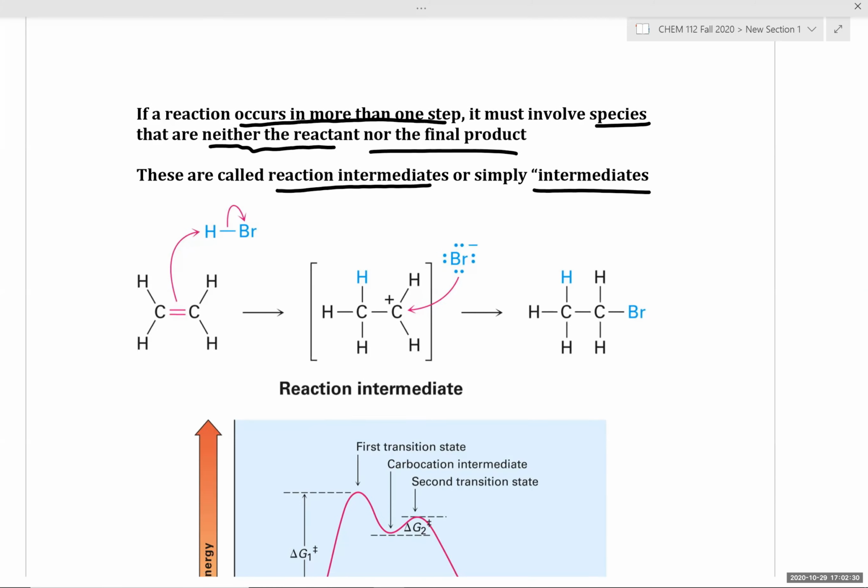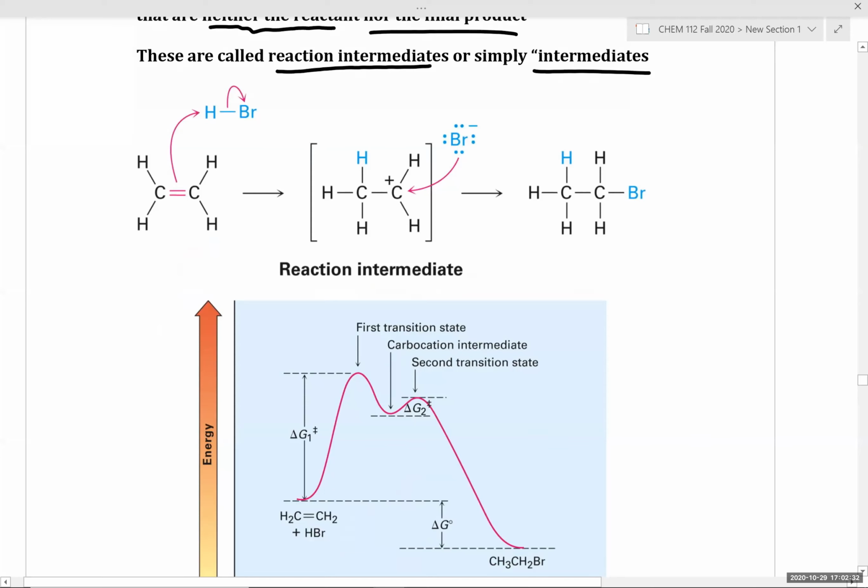So for example, in the following addition reaction, we have our rate limiting step, which is attack of the alkene on the proton to generate a carbocation intermediate. So this first species generated after the first step is our intermediate. Followed by a second step where we have attack of the carbocation to generate our final product.